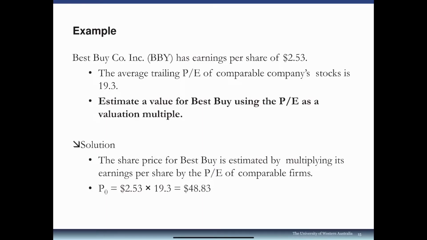So let's just say Best Buy has earnings per share of $2.53, and let's just say it has a whole bunch of comparable firms. The trailing PE for the stock is 19.3. Then one way is that we can make an assumption saying Best Buy has the same PE ratio as the average PE ratio of its comparable companies. So based on the earnings of 2.53 and the assumed PE ratio, we can calculate the share price to be 48.83.